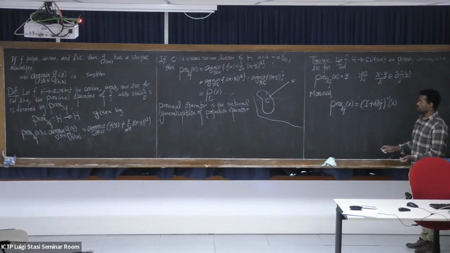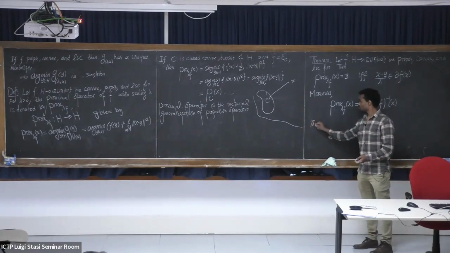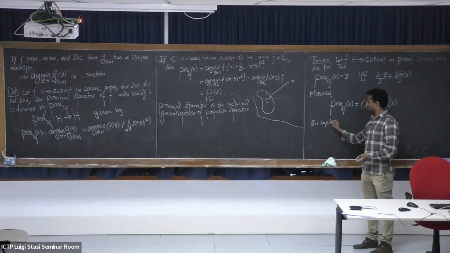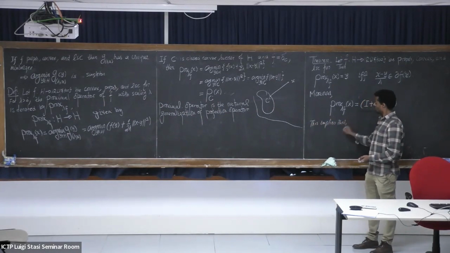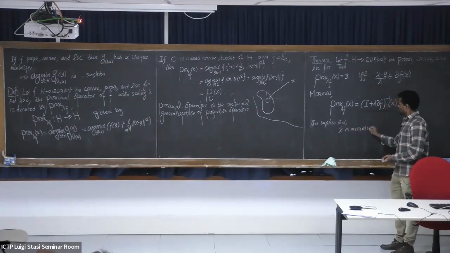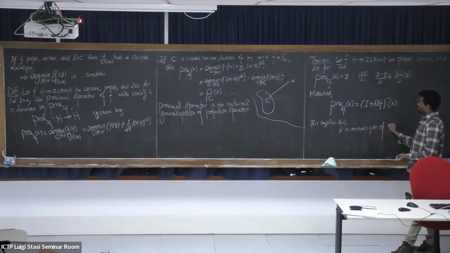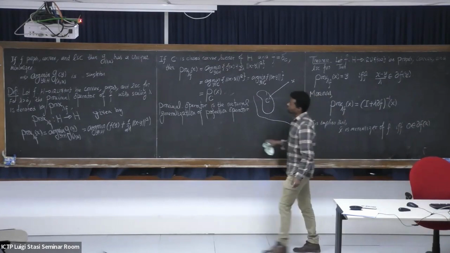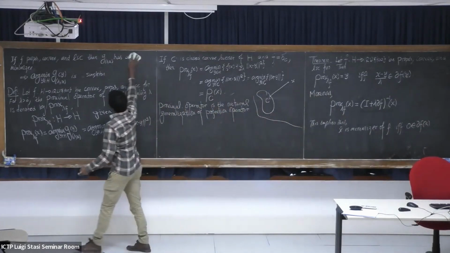So what will this tell us? This implies that x bar is a minimizer of f if and only if 0 is an element of the subdifferential of f at x bar. This is from the first order condition, right? 0 is an element of the subdifferential at x bar.